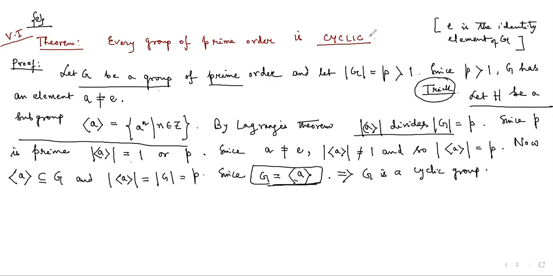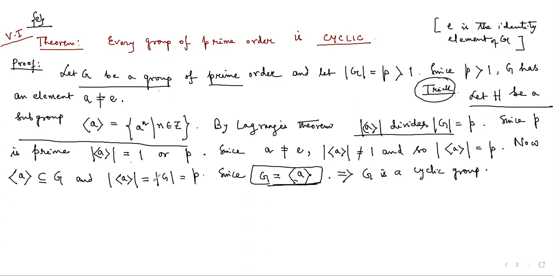That's why I told you that the result is so important, because if I give you a group and mention its order, and if you can identify that the order of the group is a prime number, then you don't have to do any other experiments or observations or study on that particular group to know whether it is cyclic or not. You can directly conclude using this theorem that since the group's order is prime, therefore it is a cyclic group.